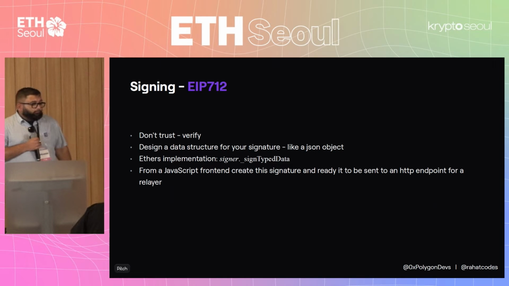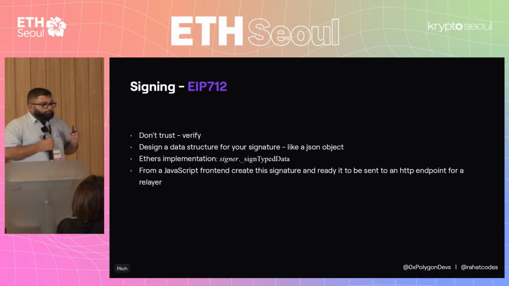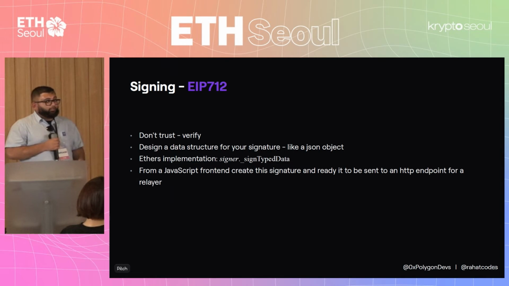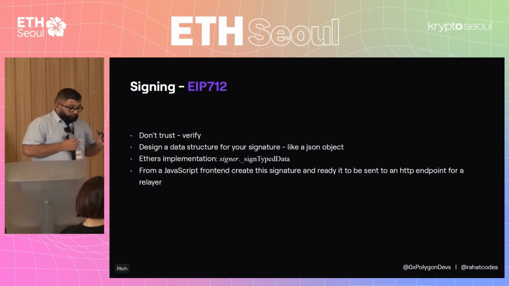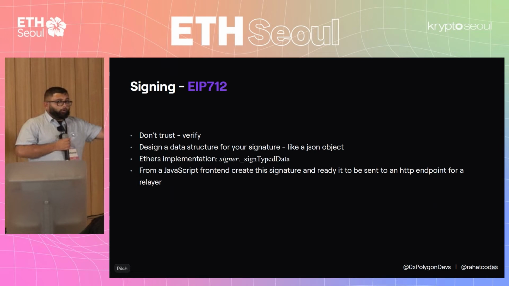Signing, EIP 712. This builds off of the concept of don't trust, but verify. We verify that the user has access to their wallet because they're the ones signing specifically this cryptographic signature. You design some data structure on your front end, could be a JSON object or whatever, with specific inputs that whatever end function is being called needs. If you're using something like Ethers, the implementation is something like signer.signTypedData. This is in the Ethers documentation. You can take a look at how to build out this signature using that functionality.